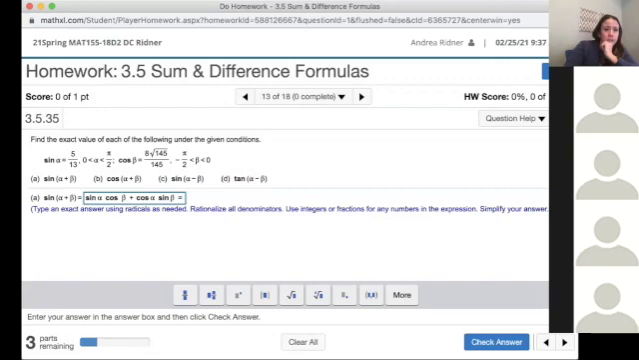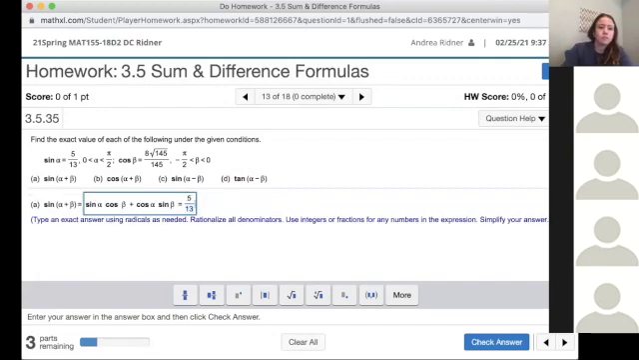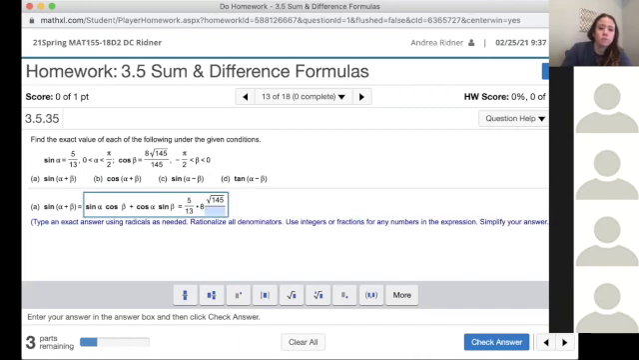Well, sine alpha is 5/13. Cosine beta is 8 over square root of 145. But what you don't have is the next part. Like, do you know what cosine alpha is? Well, no, but can you easily find it?